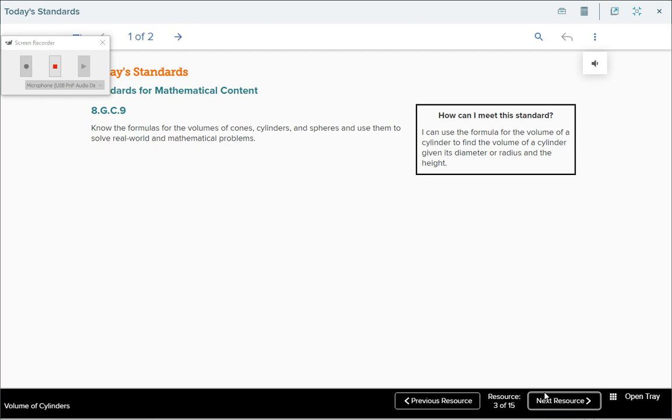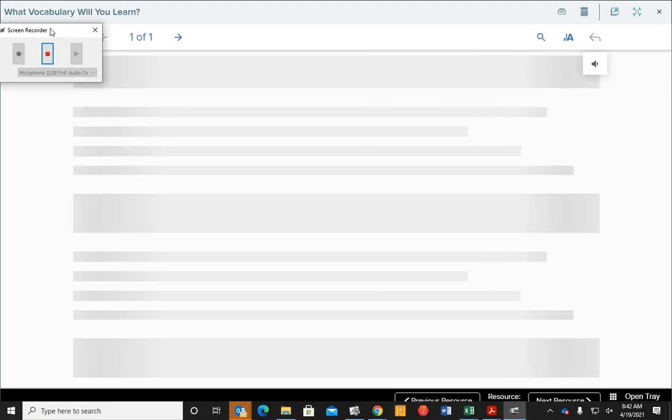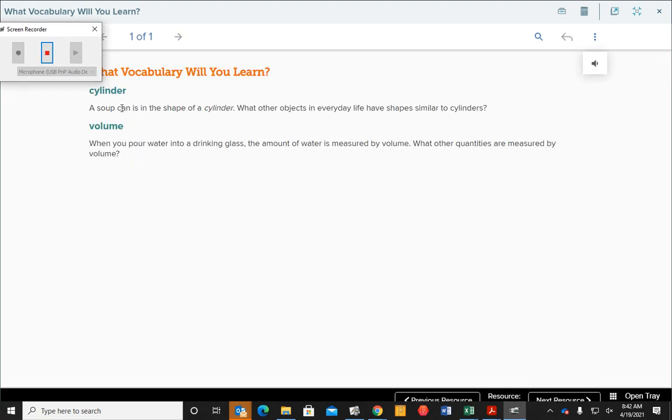Okay. So before we get to that part of it, let's take a look at some of the stuff that we're going to need to know. You're going to need to know what a cylinder is and what volume is. Well, we already talked about it, right? A cylinder is basically a rectangle, an enclosed rectangle with circular tops, circular bases, right? And volume is how much space an object occupies.